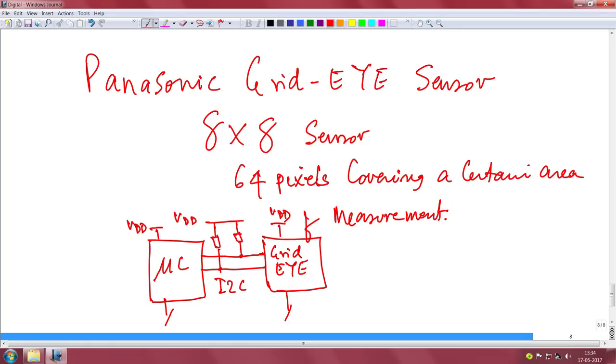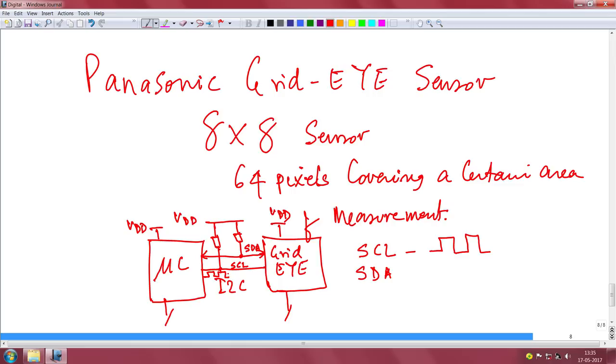These two lines essentially have names associated with I2C: one is called SCL and the other SDA. Obviously SCL indicates serial clock, so let us call this SCL and this SDA. These are two pull-up resistors to VDD. We can look at typical values of these two resistors as we go along, but for the moment assume that these two pull-up resistors are required. SCL is the clock and SDA is the data which flows between the Grid-EYE and the microcontroller, or the microcontroller giving a command to the Grid-EYE sensor over a clock. So as simple as that.